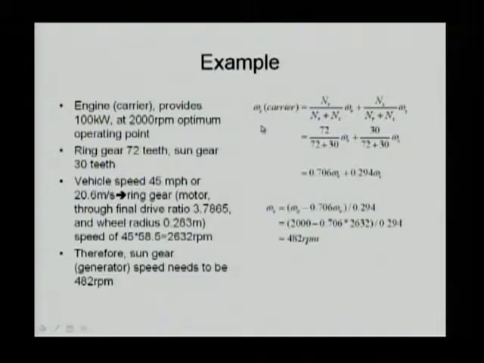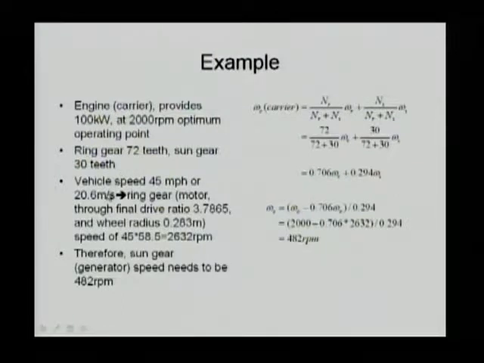So in this example, we have an engine. The engine operates at 100 kilowatts. When it is operated at 2000 RPM, it will give you the best efficiency. And this happens to any engine. There is a power and a speed where you will achieve the best fuel economy, the best efficiency, the lowest emissions. In the system design, we have 32 teeth on the ring gear and 30 teeth on the sun gear.